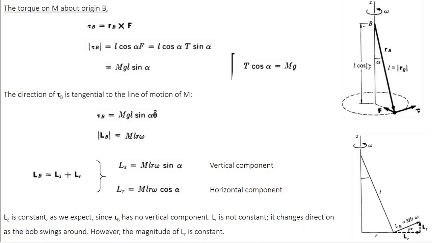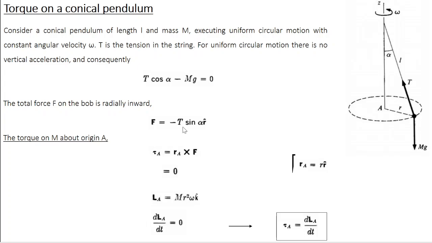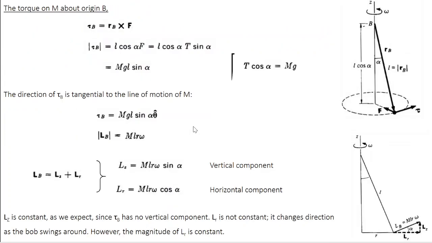corresponding magnitudes. So the magnitude of the perpendicular component is going to be L cos alpha, because this length is L, this angle is alpha, so the perpendicular component is L cos alpha. So the magnitude of tau B equals L cos alpha F, and we have seen that F is minus T sin alpha r cap. When you look at the magnitude, it is T sin alpha. So substitute for F, and you get the magnitude of tau B equal to L cos alpha T sin alpha.